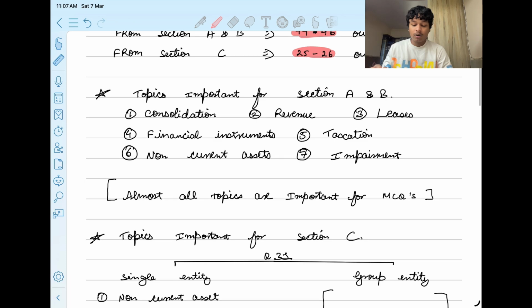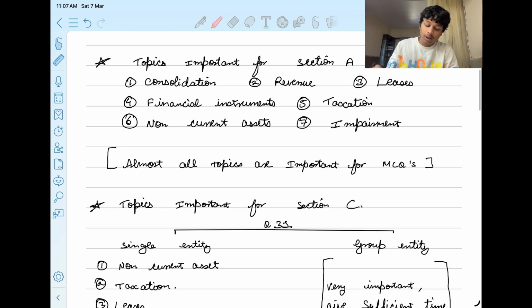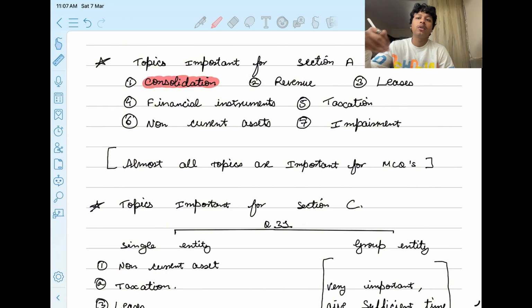Okay, now comes the important topics for section A and B. So number one important topic is consolidation. It is new for FR students, right? And consolidation initially seems very tough, but when you start working on it you feel that consolidation is easier than the single entity part. So this is what you have to keep in mind. Consolidation is important for section A and B as well.